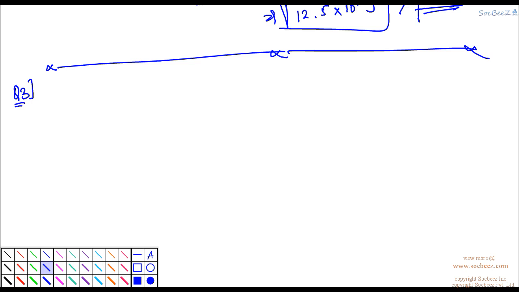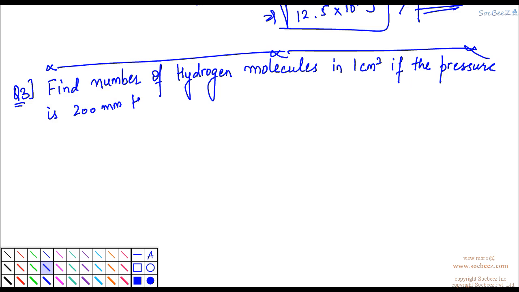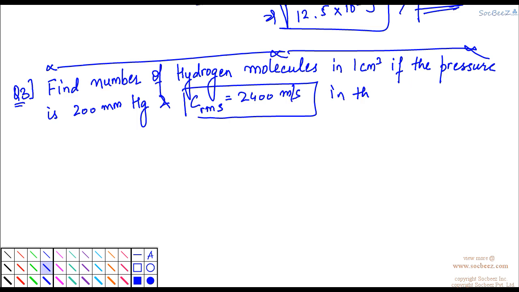So the third question is that find the number of hydrogen molecules in 1 centimeter cube if the pressure is 200 millimeter of Hg and CRMS velocity is equal to 2400 meter per second in these conditions.